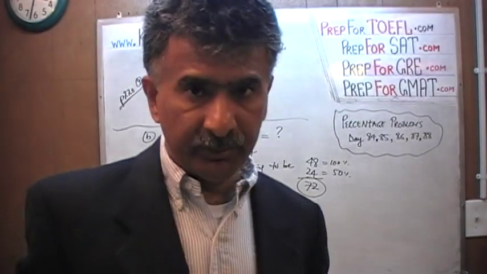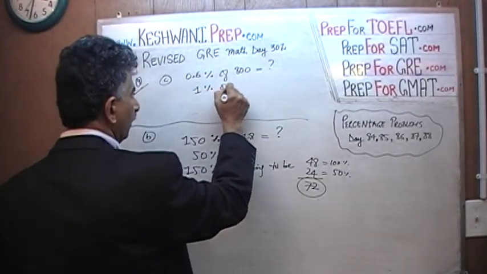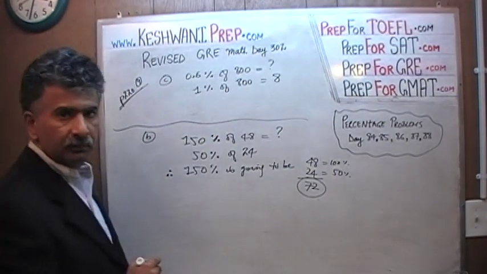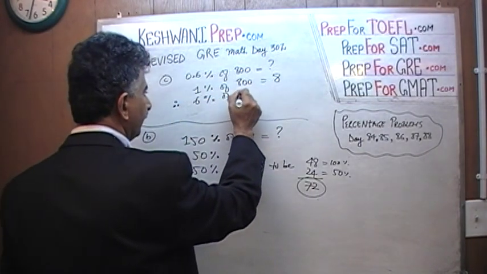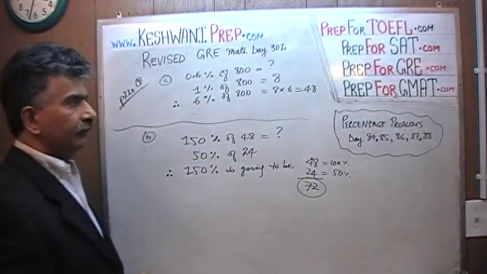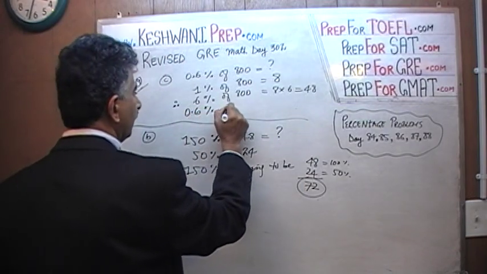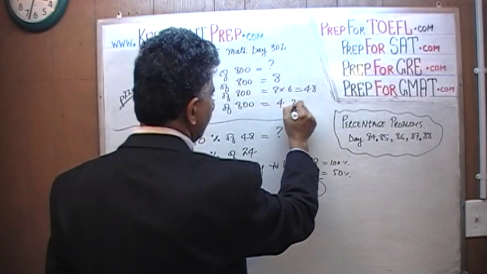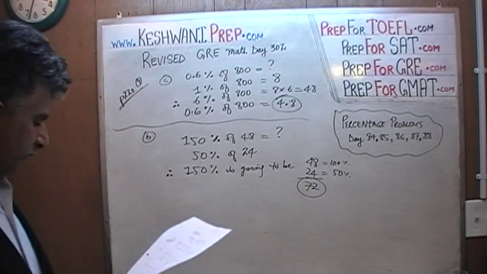What is 1% of 800? Do you know what is 1% of 800? 1% of 800, of course, is 8. We just dropped the 2 zeros. Therefore 6% of 800 is going to be 8 times 6, or 48. And if 6% is 48, then 0.6% of 800 is just, you stick a decimal: instead of 48, it's going to be 4.8. That's it. That's all.